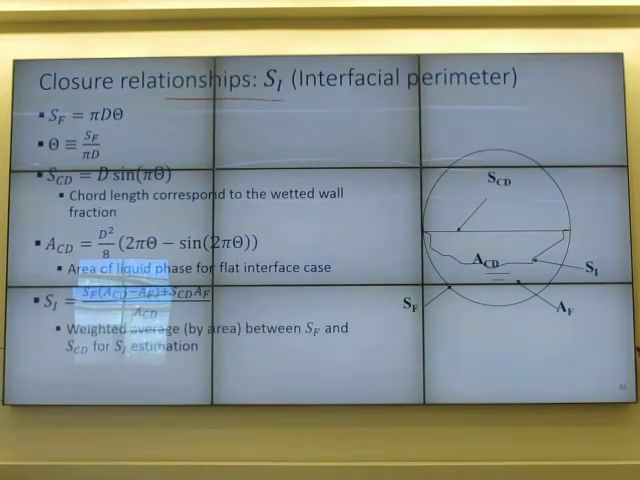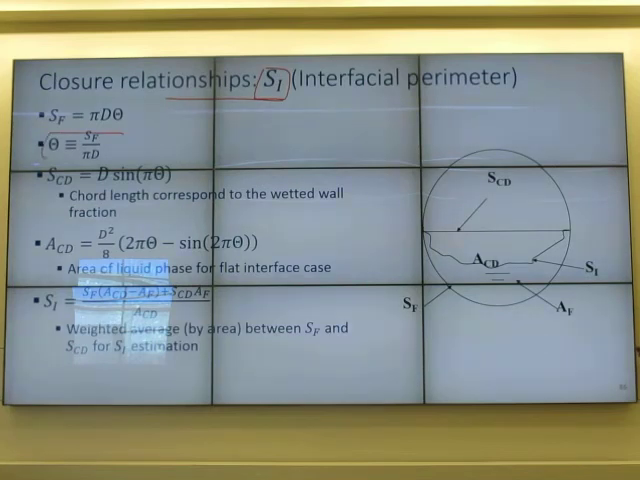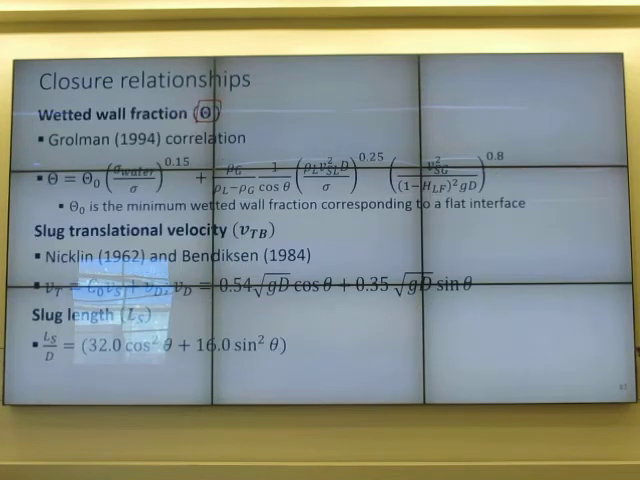Another crucial relationship is the wetted fraction, or interface parameter S sub I. So this is how they calculate F sub I. We don't go into detail, but I just give you the expression to show you some idea. And they have a wetted fraction correlation. The wetted fraction, capital theta, is defined here, S_F over pi D or something. Whenever the wetted fraction approaches one, this means it's annular flow. And that's a closure relationship to calculate the wetted fraction.